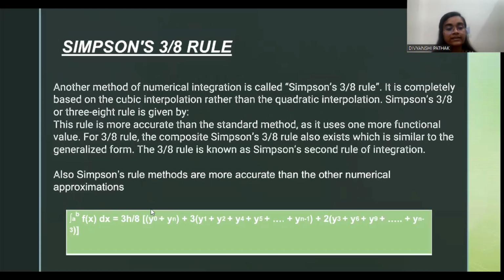Function f of x is integrated under the lower limit a, upper limit b, equal to 3h by 8 times: sum of first and last term y0 plus yn, plus 3 times the sum of all non-multiples of 3, plus twice the sum of multiples of 3. This is the basic formula of 3/8 rule. We put values in this formula to get the definite integral of the function under the limit a comma b.